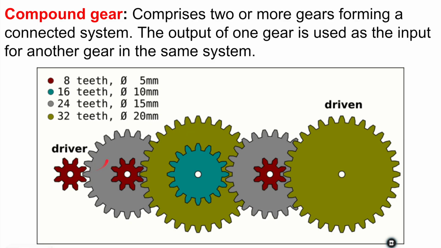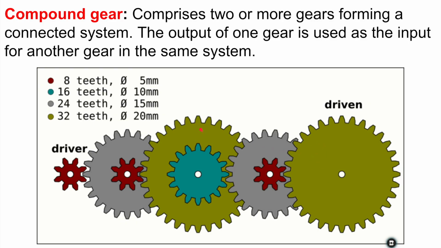As this driver turns, it's going to input into the gray gear, which is going to output into the red gear, which will then input into this sort of greenish colored gear, which will output into this teal colored gear, which will input into this gray colored gear and output into this red colored gear, and then input into the driven gear here at the end, this greenish colored gear.